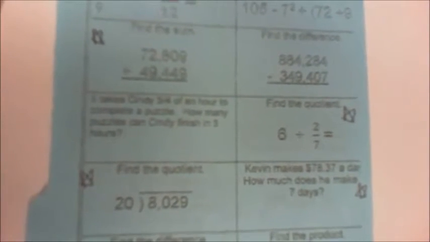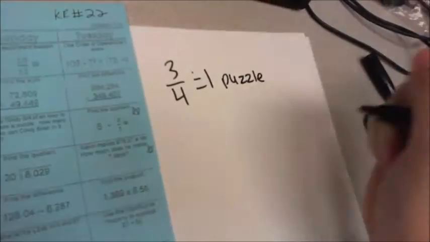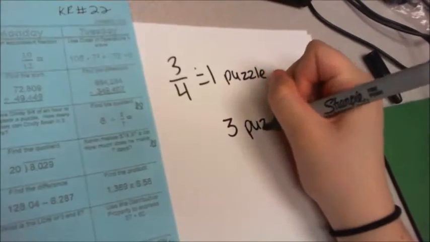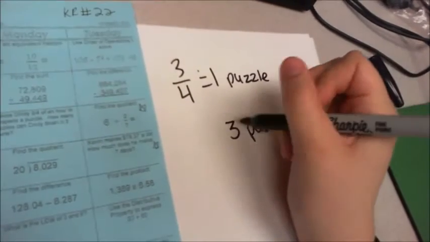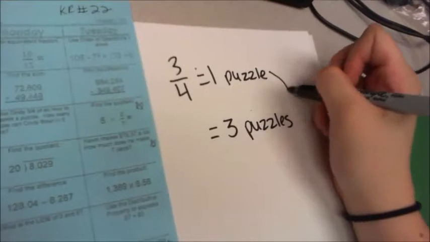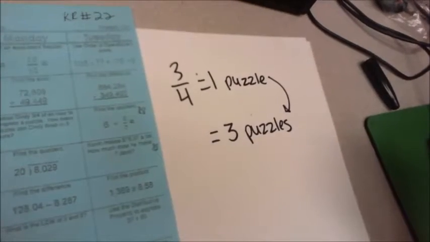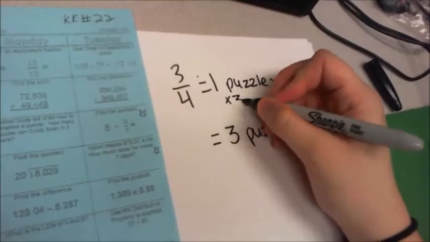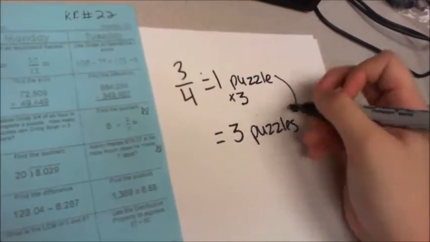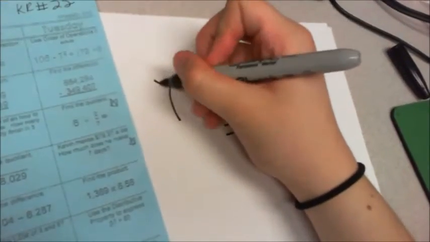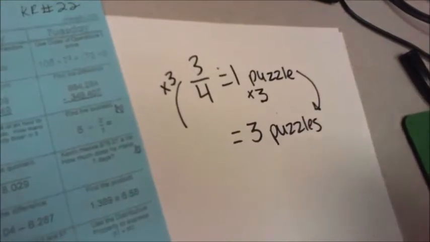It takes Cindy 3/4 of an hour to complete a puzzle. How many puzzles can Cindy finish in 3 hours? Well, it takes 3/4 of an hour for one puzzle. Now we have 3 puzzles. This is just like the ratio that we made a while back. How do we go from 1 to 3? We multiplied by 3. Whatever I do to one side of my ratio, I must do to my other side of the ratio.